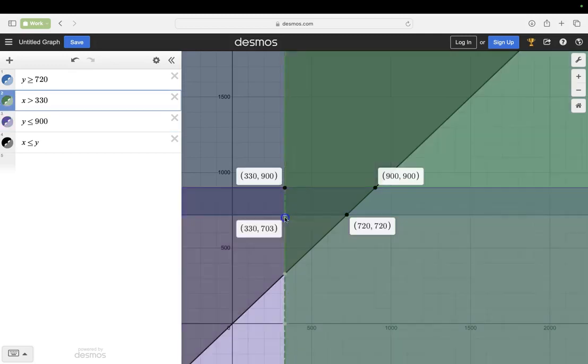Now, these points down here aren't good for her. This means 900 people voted, but she only got 330 votes. See how it's on the dotted line? That is not in the solution set because she said she needed more than 330 votes. So this would not be a guaranteed win. Neither would this. This is the minimum number of people voted, 720, and 330 voted for her, and she said she needed more than 330 to win. So it'd have to be maybe 331 and 720 for her to win the election.